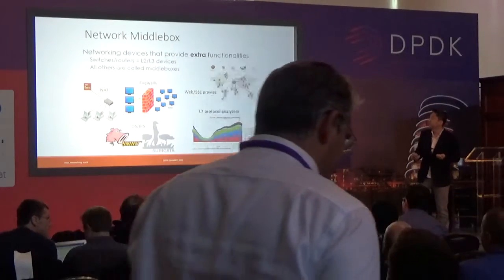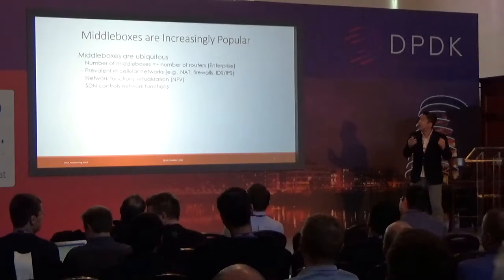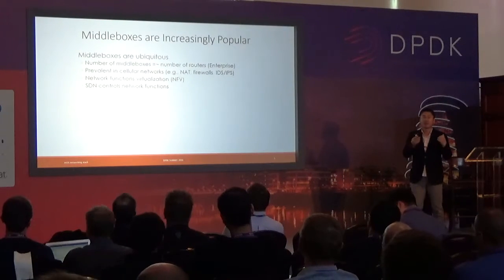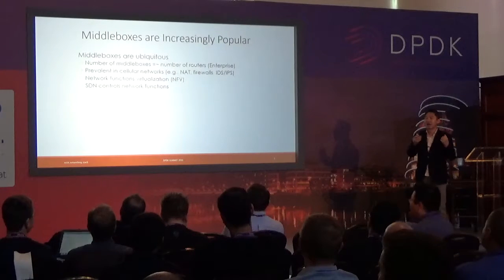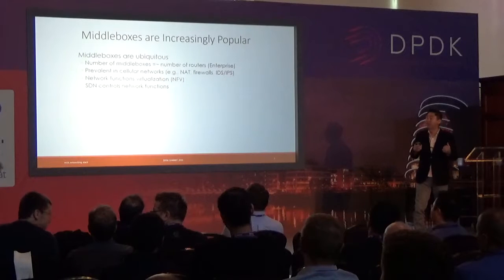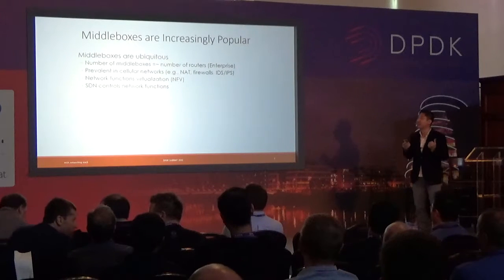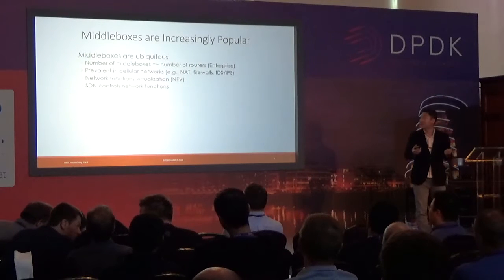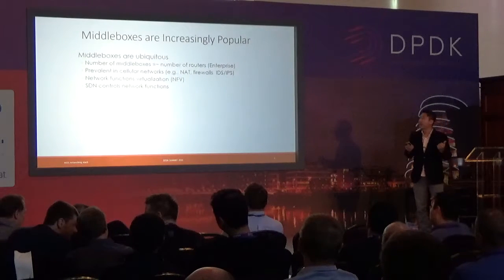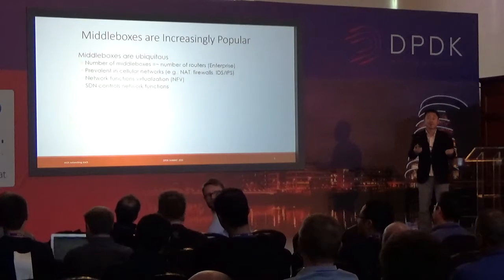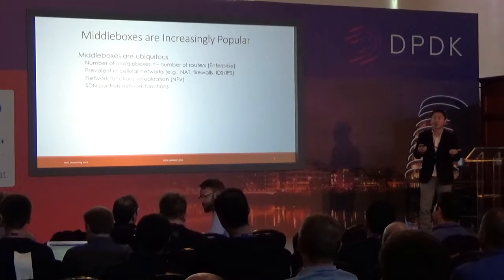etc. Right? And these middleboxes are increasingly popular. They are ubiquitous. The number of middleboxes at one enterprise is actually similar to the number of routers. And it's very prevalent in cellular networks. We also talk a lot about network functions virtualization, and SDN actually controls those network functions. And I see these network functions are actually middleboxes.